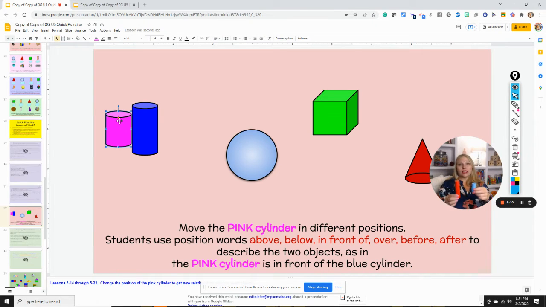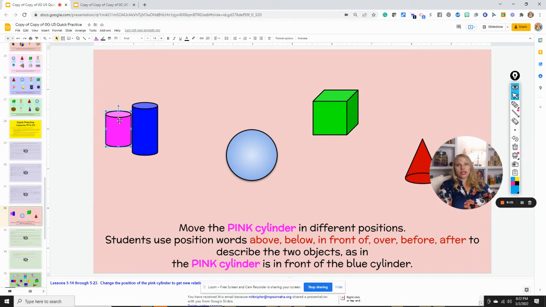So put the red cylinder above the blue cylinder. Okay, repeat after me. The red cylinder is above the blue cylinder. Okay, boys and girls, the red cylinder is below the blue cylinder. Would you show me how to put it below the blue cylinder? We'd wait for kids to do it. Boys and girls, say the sentence. The red cylinder is below the blue cylinder.